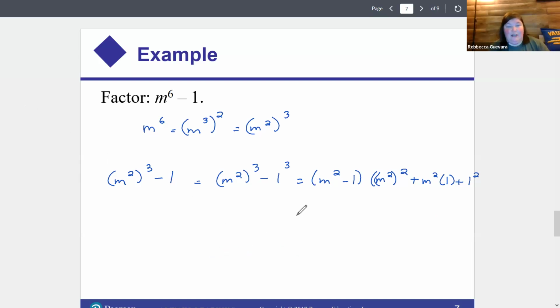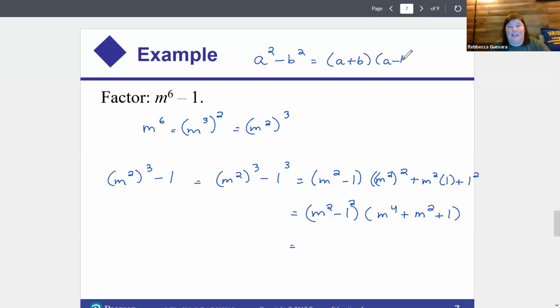You may have more you can do after that. So I have m squared minus 1, and then I have m to the 4th plus m squared plus 1. Now this can actually be broken down further because I have m squared minus 1, which is just m squared minus 1 squared, a difference of squares. We had a squared minus b squared, which is a plus b times a minus b. So this can be broken down further as m plus 1, m minus 1, times m to the 4th plus m squared plus 1.